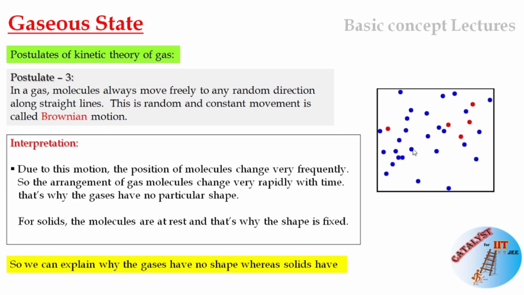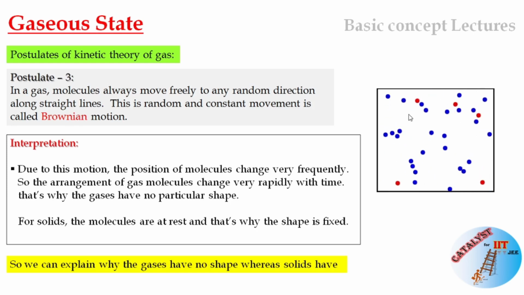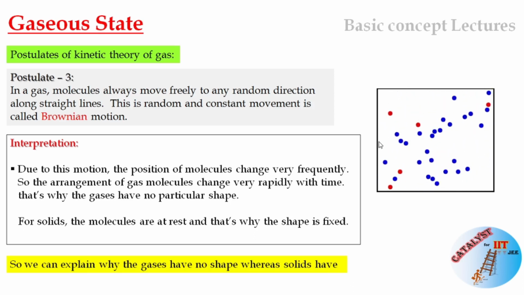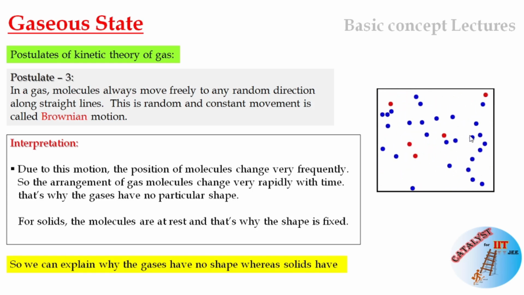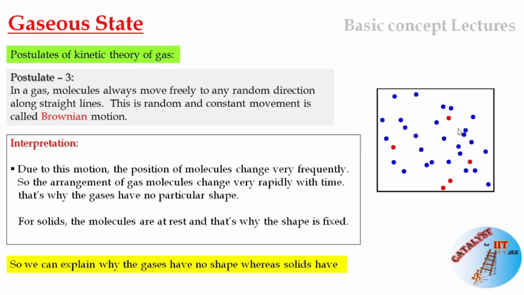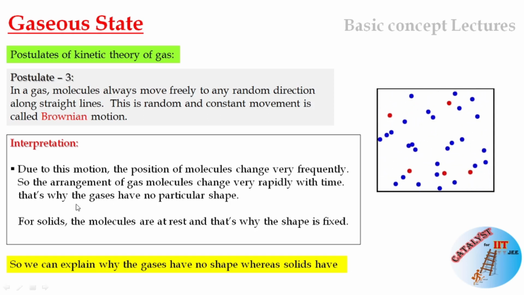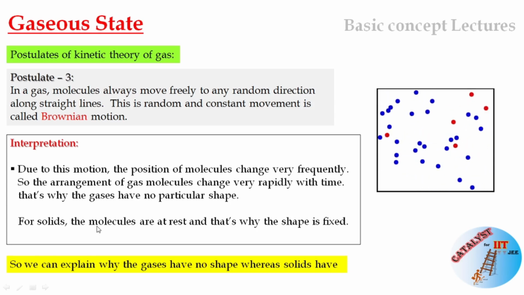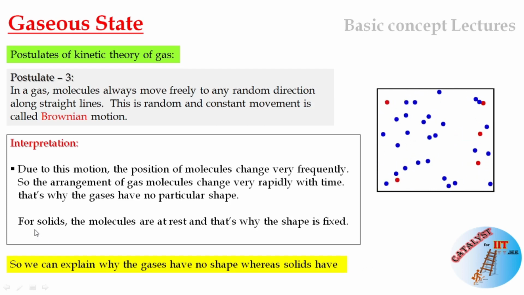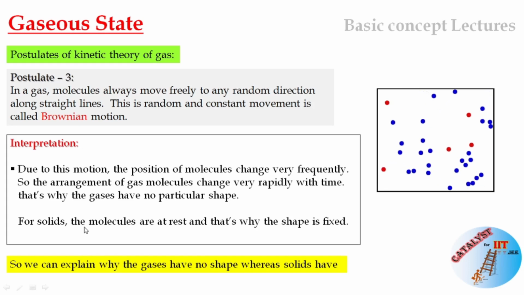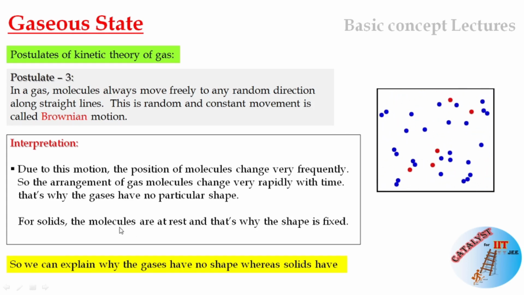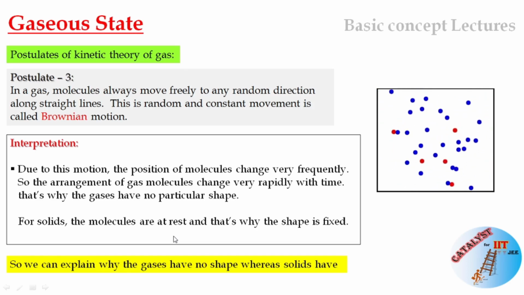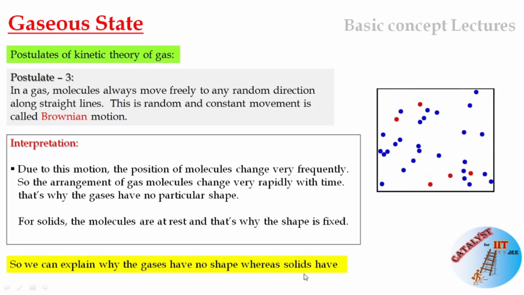Now due to this motion, the positions of molecules are changing very frequently. So if we take snapshots at two random times, we will get different arrangements of molecules. So basically the arrangement of gas molecules changes very rapidly due to their thermal motion. That's why gases have no particular shape, their shape always changes. On the other hand, for solids, the molecules are at rest. From the first lecture we are familiar with this fact. For solids, as there are strong intermolecular forces of attraction, the molecules are at rest, and as the molecules are at rest, the shape of the solids is fixed. So from this postulate we can understand why gases have no shape whereas solids have some definite shape.